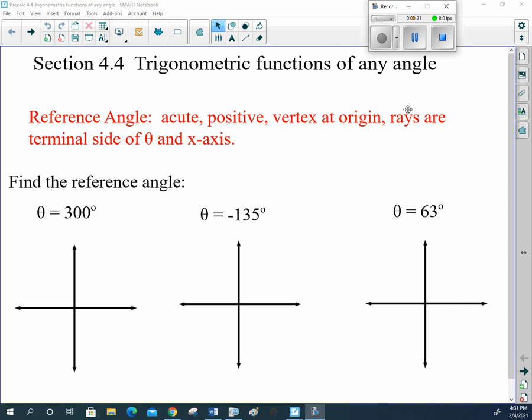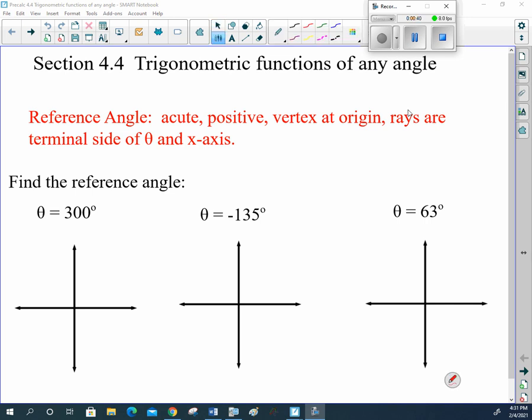The vertex is at the origin, and the two rays that make up the angle are the terminal side of theta and the x-axis. So you have your terminal side and the x-axis. Those are always the two rays that make up the reference angle. So let's just go ahead and graph one so you can see what I mean.